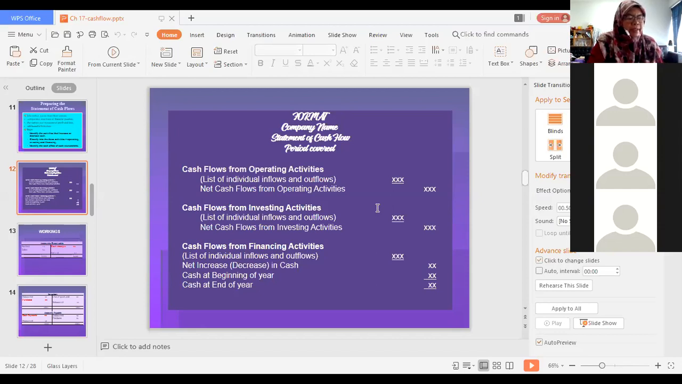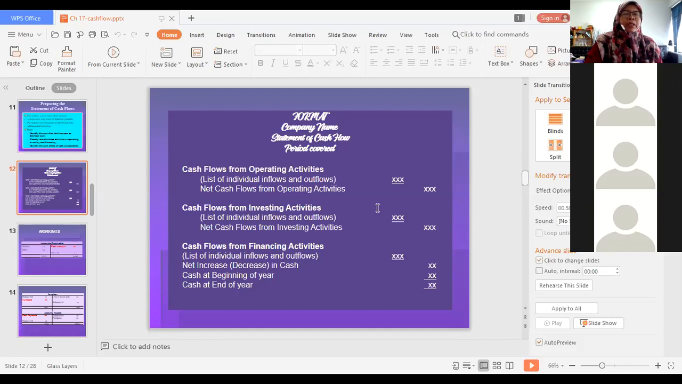So we start with net income before tax. So you transfer the amount. And then in this amount of net income, there are some transactions which do not involve cash. Sebab tu dia tak sama dengan cash. So what are we going to do to this amount which does not involve cash? That's why we have to do adjustment. So itu yang dia bagi tu, adjustment for depreciation.